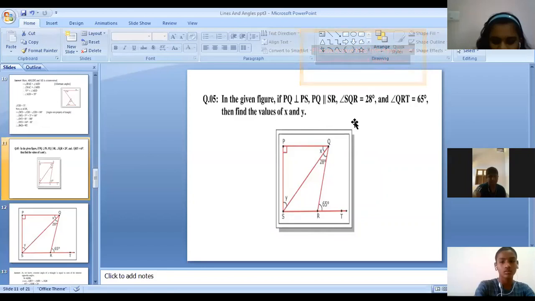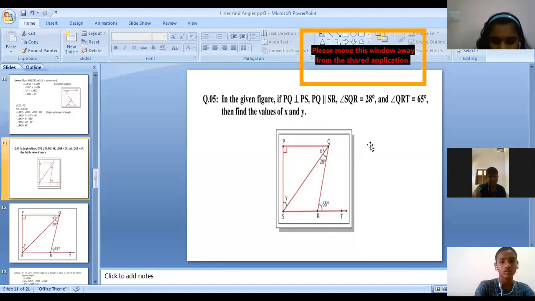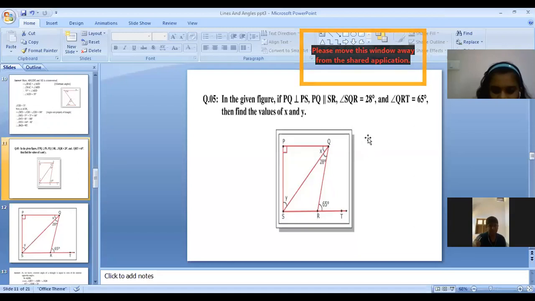Ma'am, can we do it using Pythagoras theorem? When will you use Pythagoras theorem, dear? When sides are given, not angles are given. Do you remember? Yes, ma'am. When sides are given, we use Pythagoras theorem. Got it?